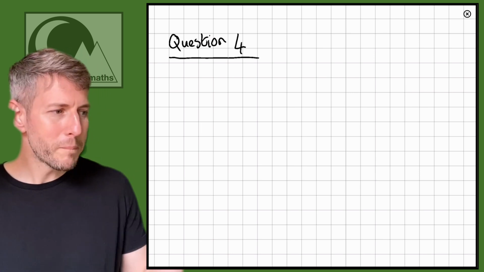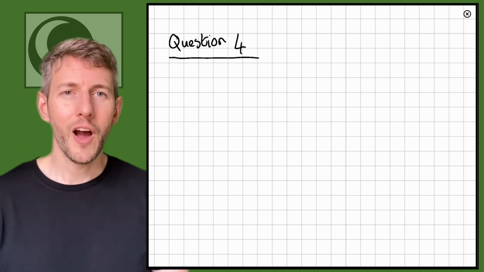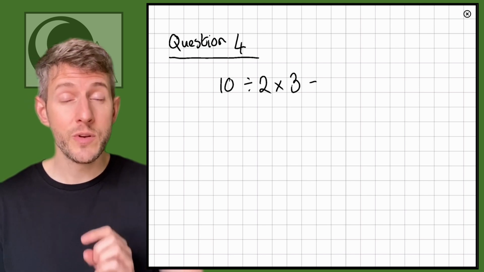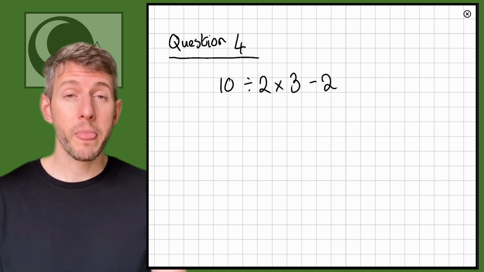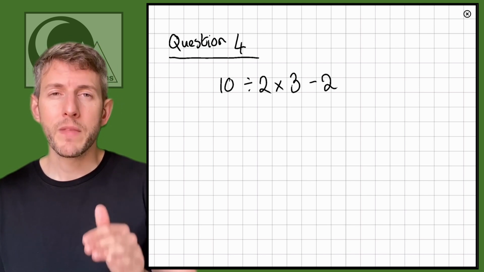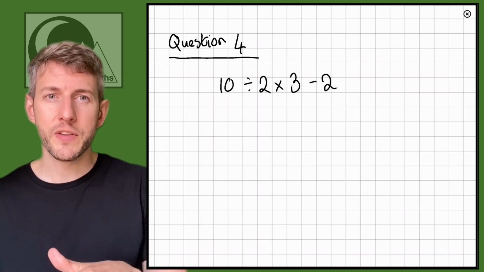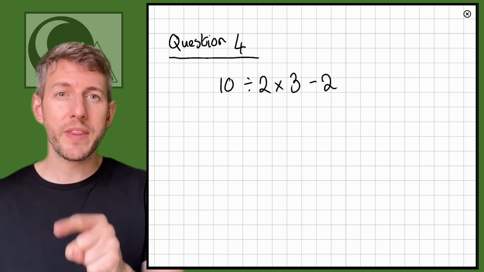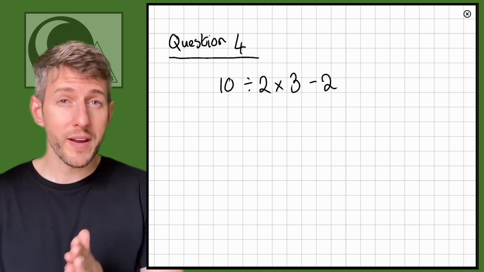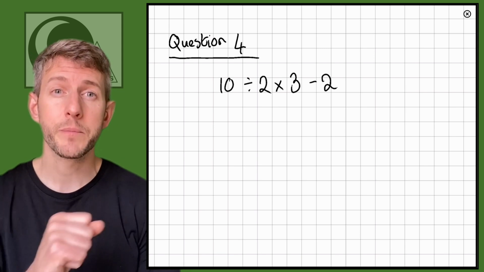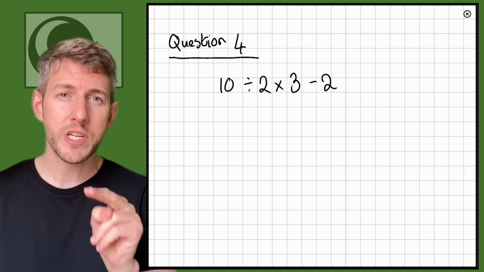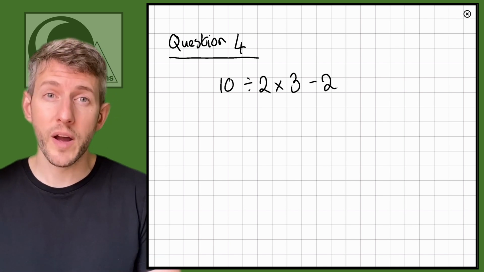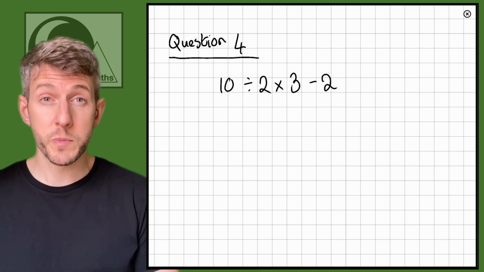Let's do one more because you can never practice too many of these. Okay, let's look at question 4. So question 4 says 10 divided by 2 times 3 take away 2. Now in this scenario, because we've got multiplication and division there and they're right next to each other, it is actually important that we do them in the order that they're written. So multiply and divide, they can happen at the same time, okay? But if they're next to each other like this, it is important that we do them from left to right because otherwise it changes the nature of the multiplication.